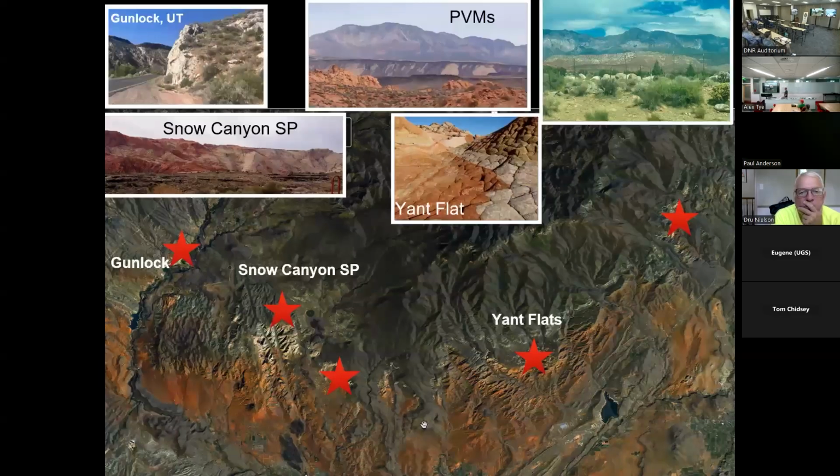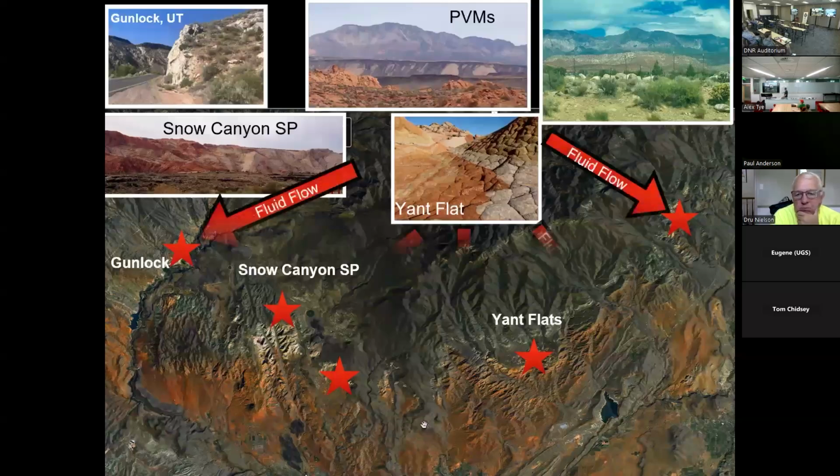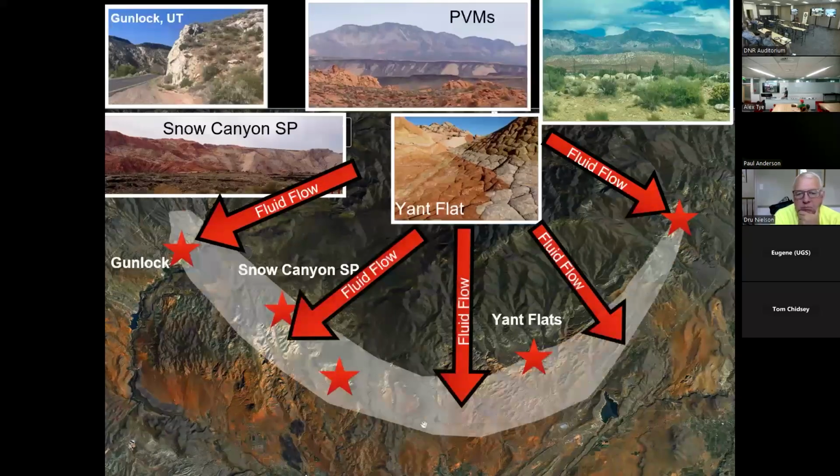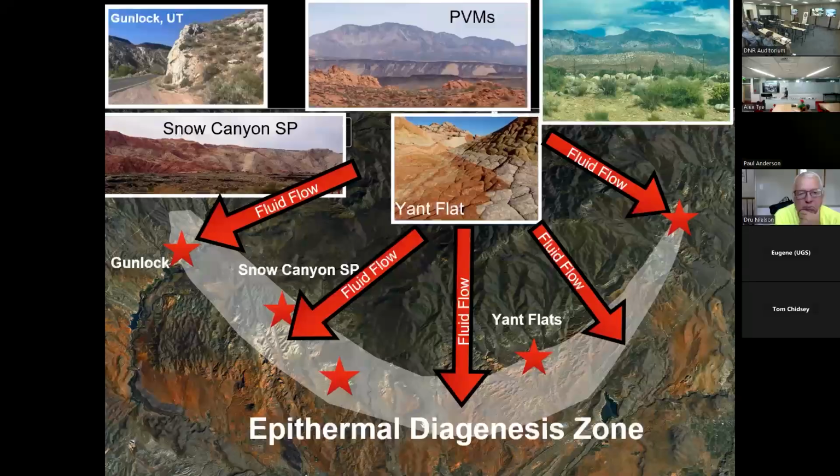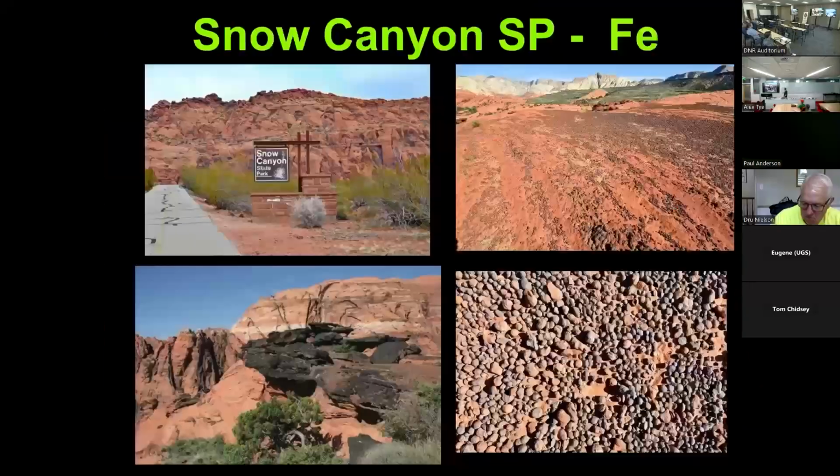So when you look at this area, what I think is happening is that you have fluid flow and you create an epithermal diagenesis zone around the southern rim of the laccolith due to hydrothermal fluids leaching out all the cement in the Navajo. Where did the iron go? Well, we see it everywhere. We see bedded iron deposits, these deposits right here, and we see tons of those as well. And all the ridges are capped by a very dark layer of iron-enriched Navajo sandstone.